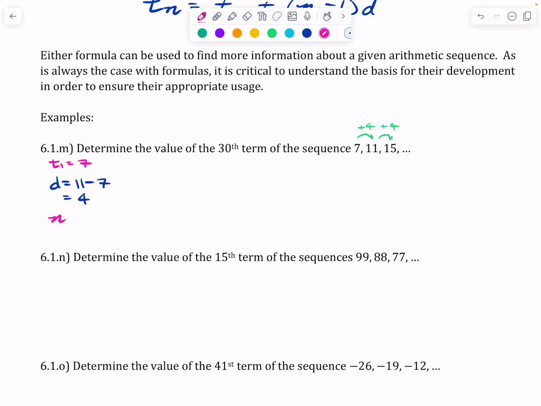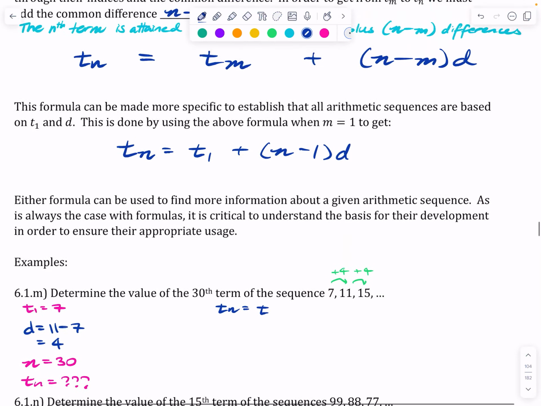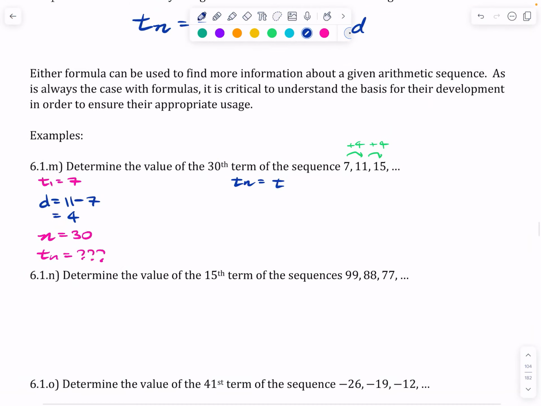N, the index of the term we need, is 30. We need the 30th term. So N is 30. And then what is that 30th term? I don't have a clue. So we go to formula. Tn is equal to T, again, you can use either one. Let's use the first one, the one with the M's and stuff.